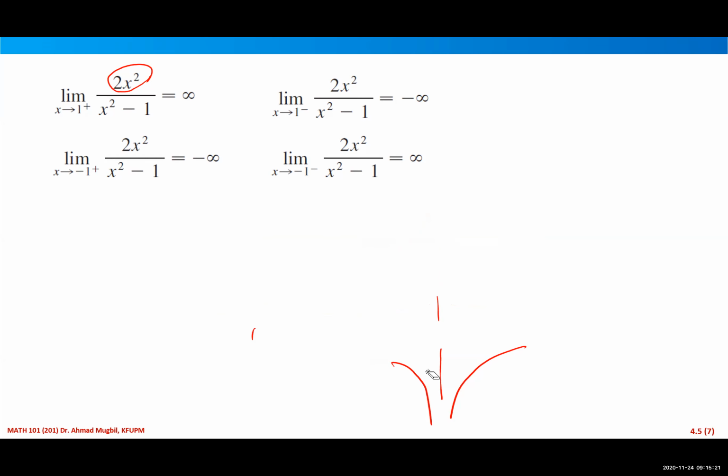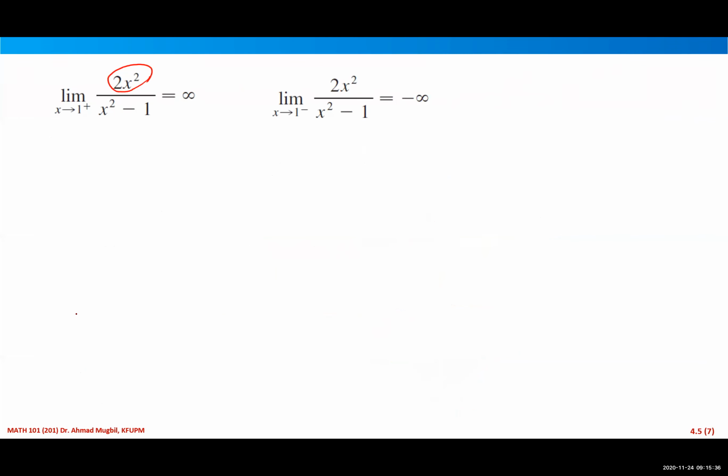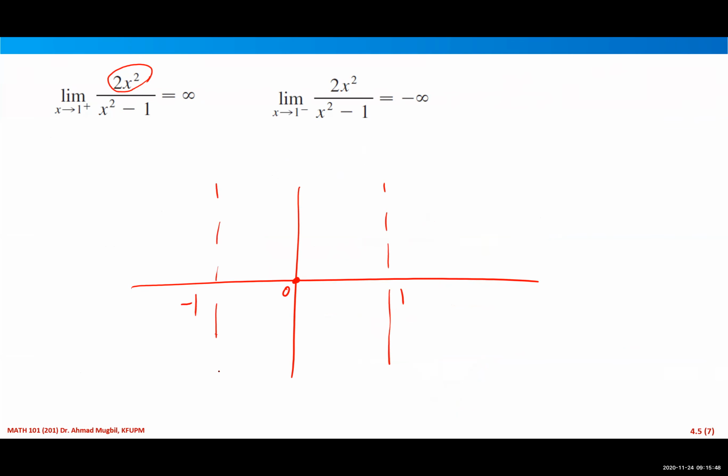Now let's summarize, by the way. Initially we now have some ideas. It is important, after step D, to check what we can call a preliminary sketch or initial sketch. So what can we do? I have that the x-intercept is 0 and also the y-intercept. I have a vertical asymptote at 1 and a vertical asymptote at negative 1. Also we have a horizontal asymptote, which is 2.